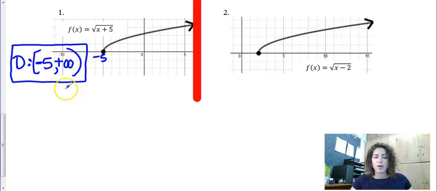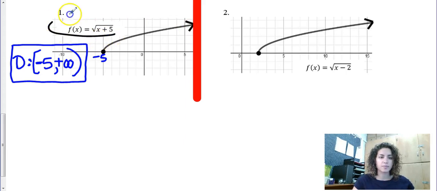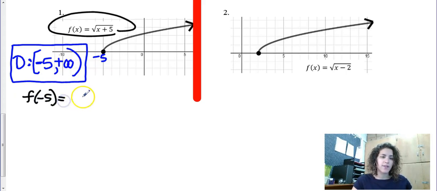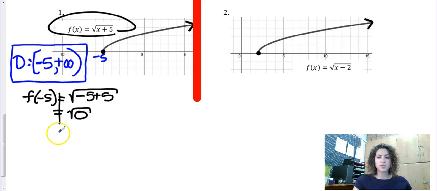What connection can we make between why this says -5 to infinity and what I see with this function? What happens if we say f of -5? Let's explore that. If I let x be -5, underneath the radical where I see x, I will write -5. And then that's -5 plus 5. -5 plus 5 under the radical is 0. Interesting. The square root of 0 is 0. Check.